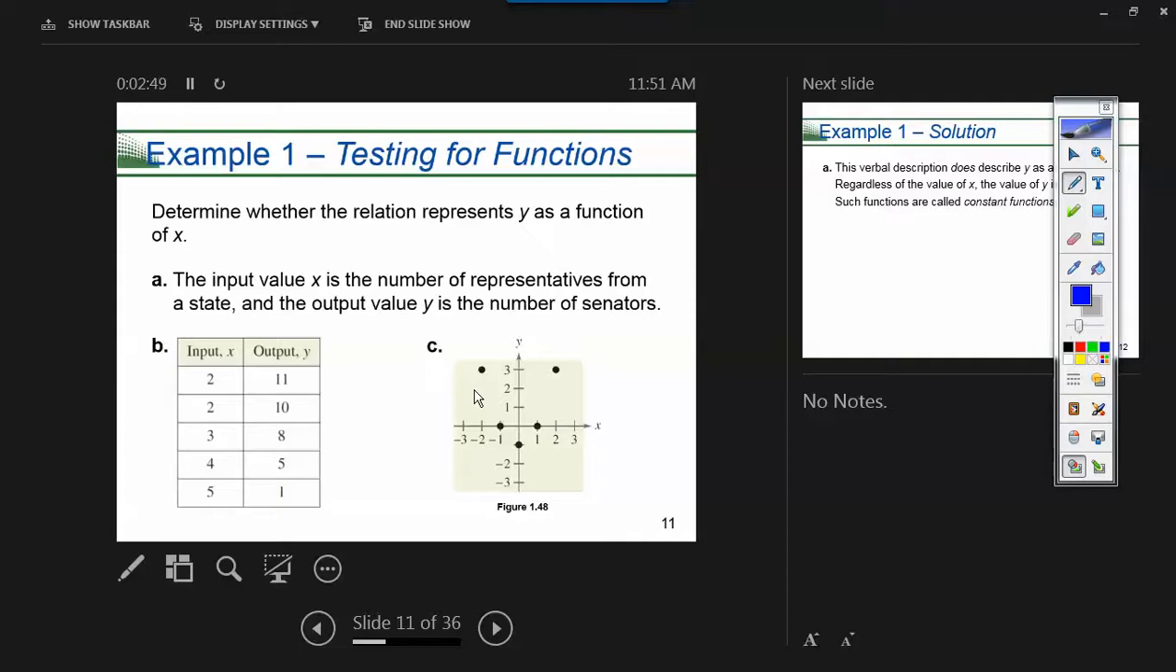Input X is the number of representatives from a state. The output is the number of senators. Function, yes or no? What would be the ordered pair for Nebraska? 3, 2: 3 representatives, 2 senators. And now think about that from any state. So is it a function, yes or no?